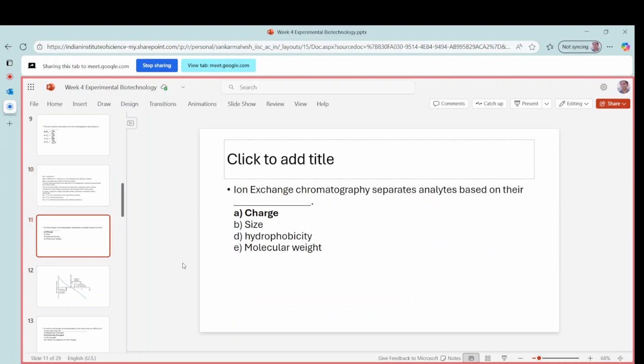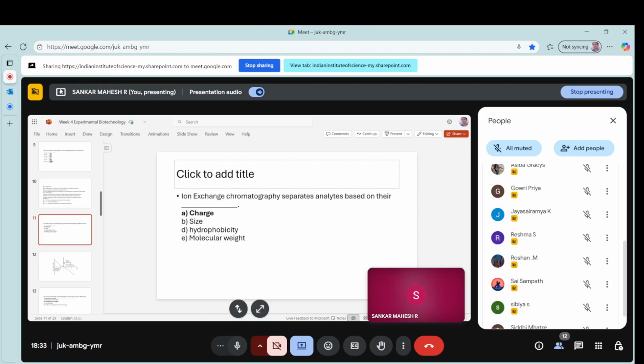Right. The next question is, ion exchange chromatography separates analytes based on their dash. Option A charge, option B size, option C hydrophobicity, and option D molecular weight. You can think about this question for a couple of minutes and then raise your hands if you know the answer.